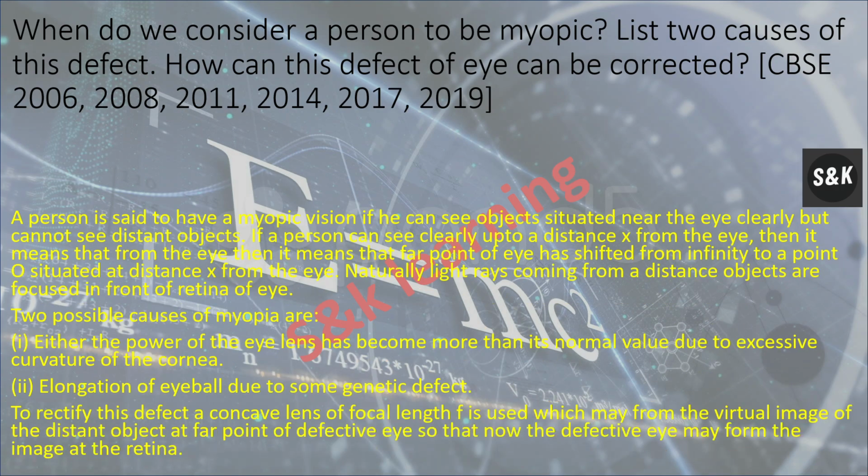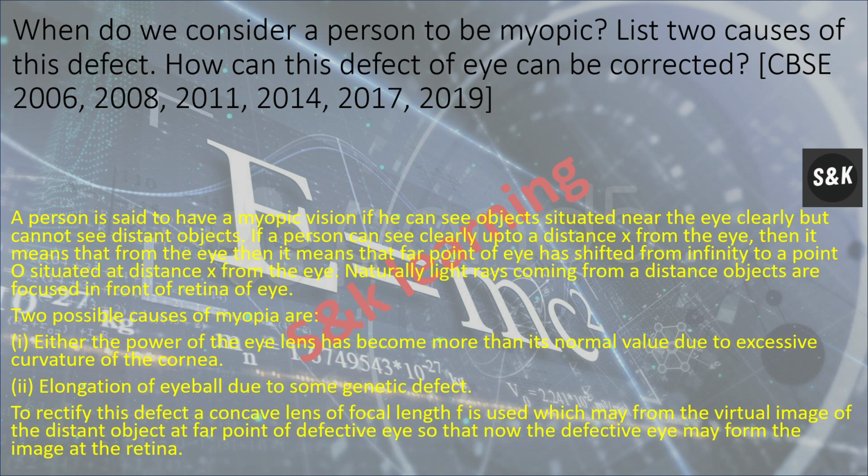When do we consider a person to be myopic? List two causes of this defect. How can this defect of the eye be corrected? A person is said to have myopic vision if he can see objects situated near the eye clearly but cannot see distant objects.